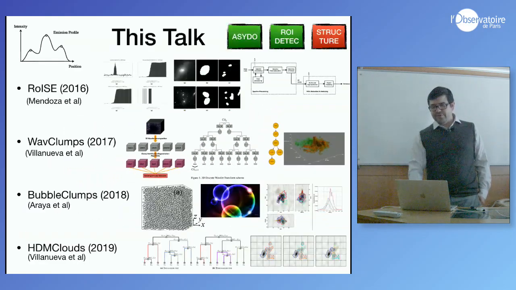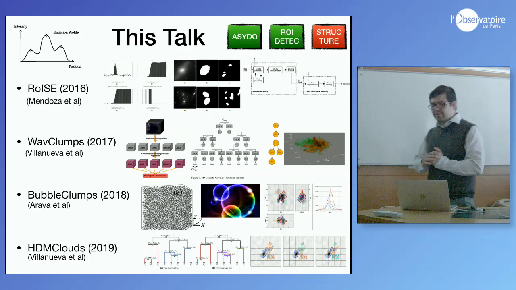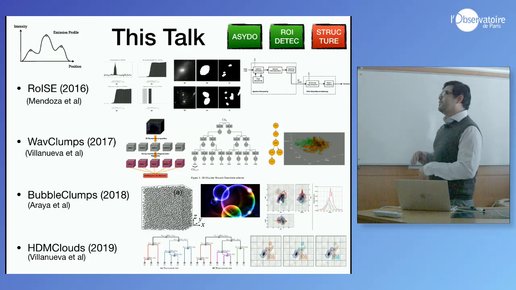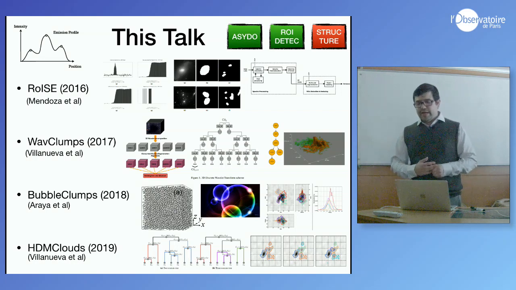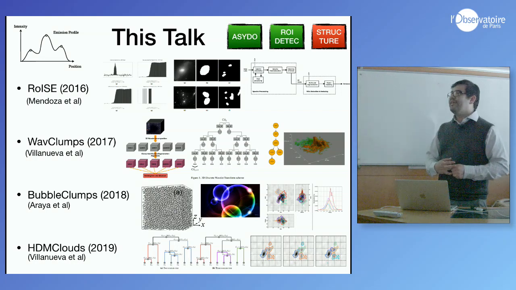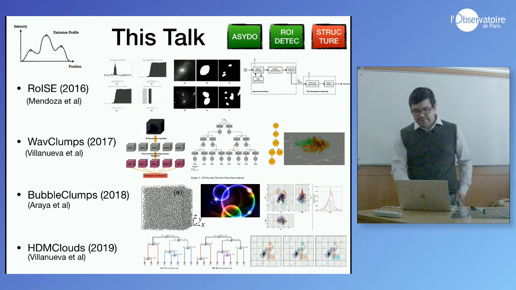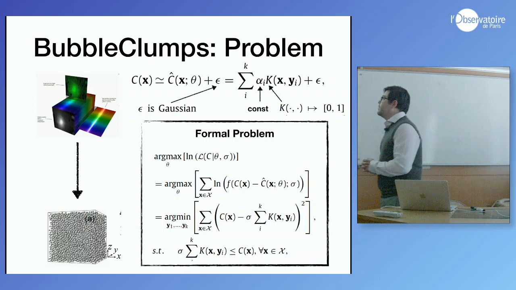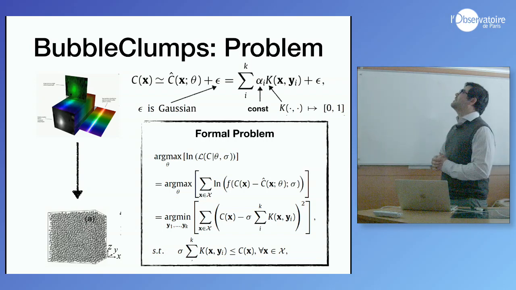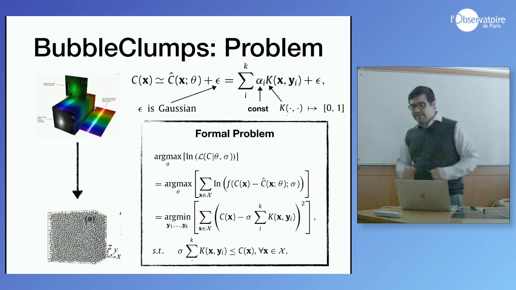This had a few results, but we abandoned that because the wavelet transformation was too expensive. It was a slow algorithm, and it was not very easy to interpret. It has not very good extensibility. So we tried to simplify our model, and we ended up with this bubble clumps idea. This idea is very simple.